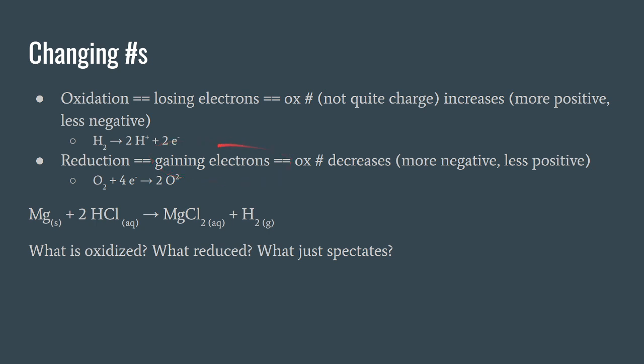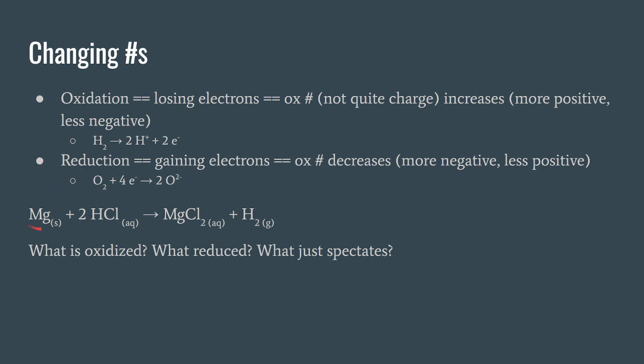Reduction is the opposite. Reduction means gaining electrons. Your oxidation number decreases, becomes more negative, less positive. So here we have oxygen. Neutral oxygen gains electrons to become oxygen 2 minus. Its oxidation number has gone down. It has been reduced. So where oxidation is named from oxygen, because a thing that gains oxygen has been oxidized, reduction is named for oxidation numbers going down.